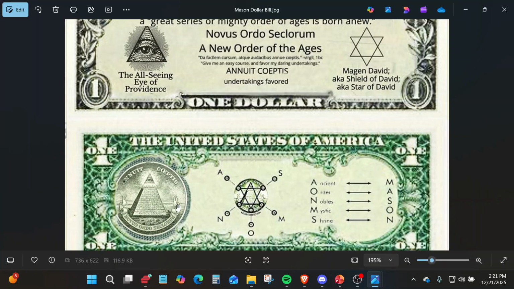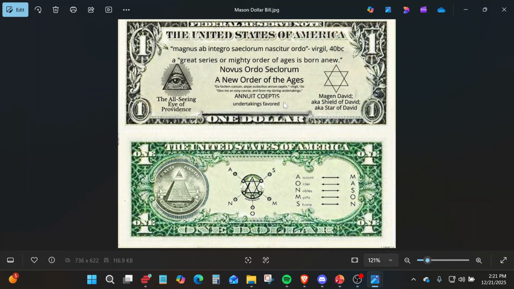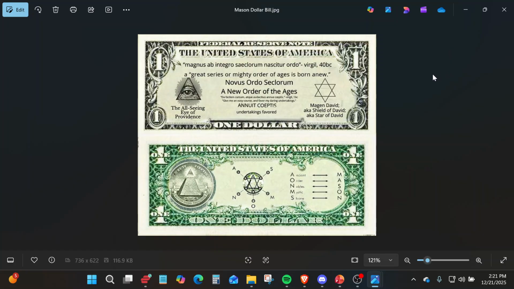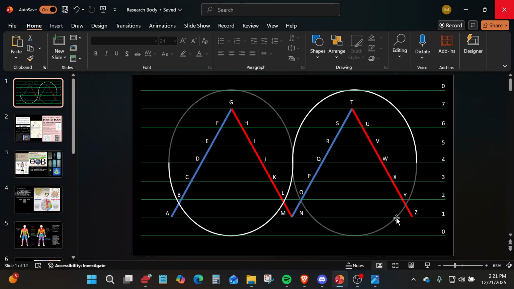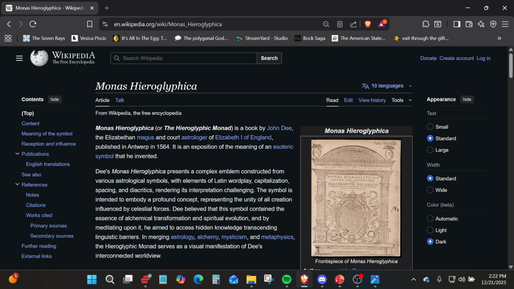And of course you could spell out a whole bunch of other stuff and different star patterns and different things going on. But these things are embedded all over the place in symbols and signs throughout the world around you. So in this graph, I kind of made my own little Monas Hieroglyphica, which was founded by John Dee.